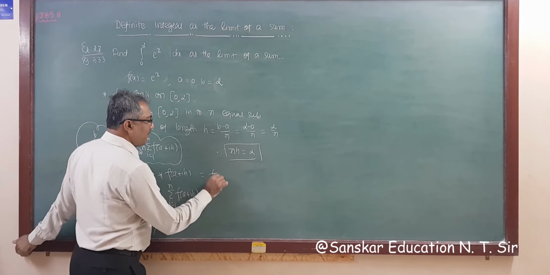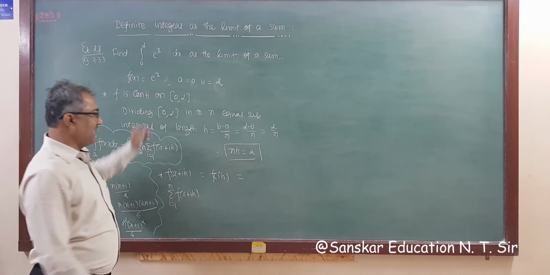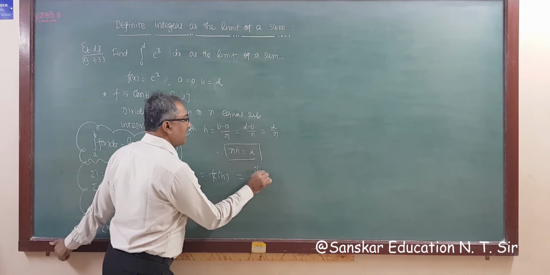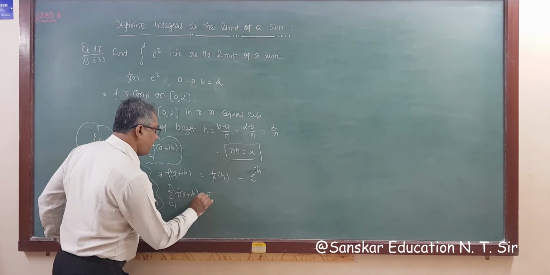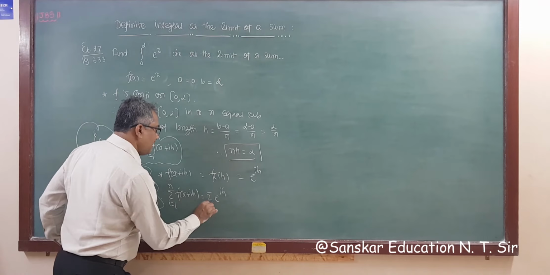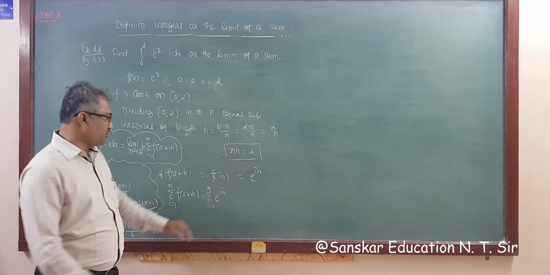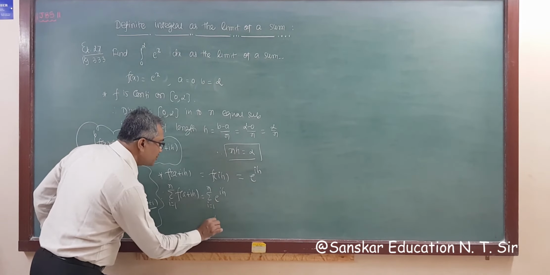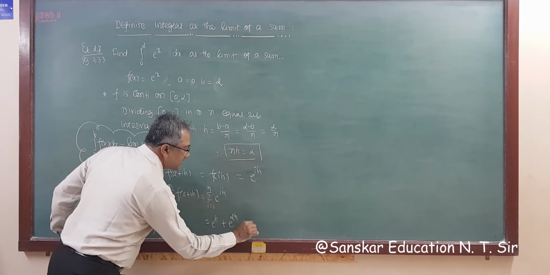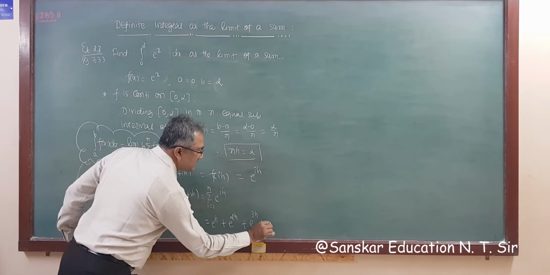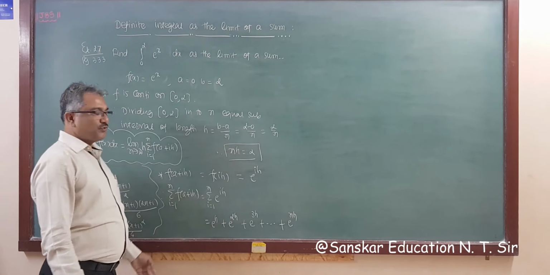So what do we get? f of ih, and f of ih is e raised to ih. Now applying sigma e raised to ih, i running from 1 to n. If we substitute i equal to 1, what do we get? e raised to h. So we get e raised to h plus, if we substitute 2, e raised to 2h plus e raised to 3h plus and so on, up to e raised to nh.